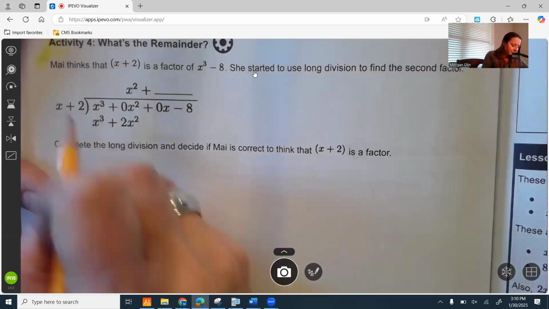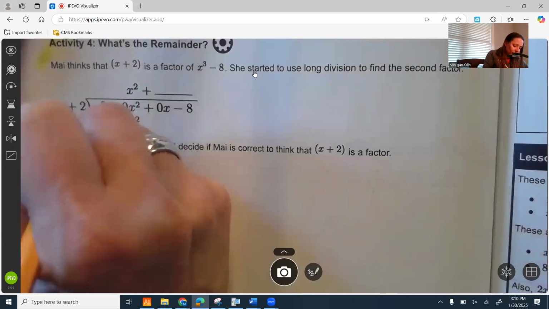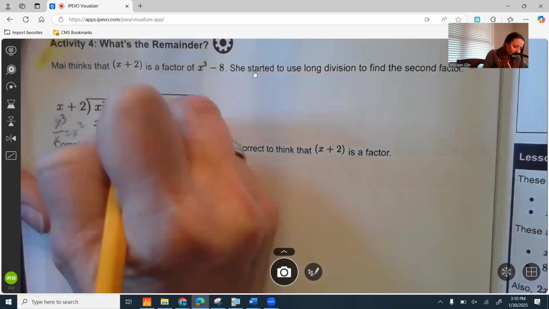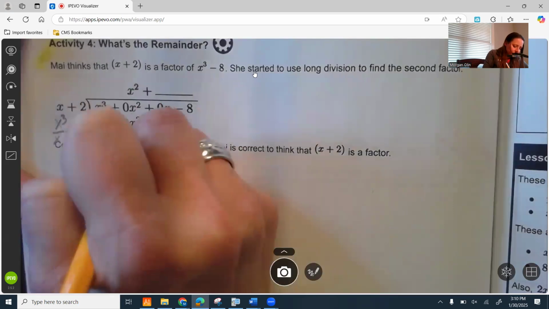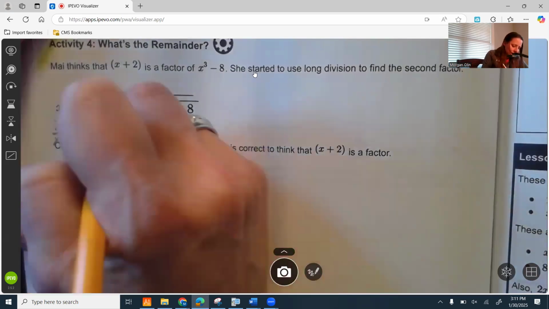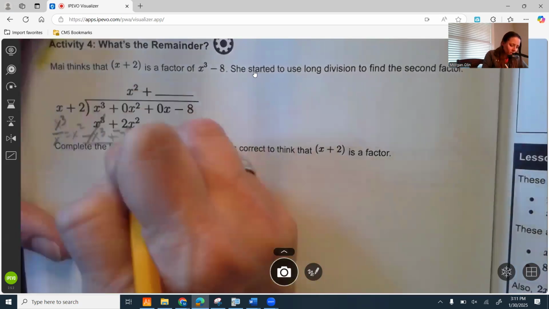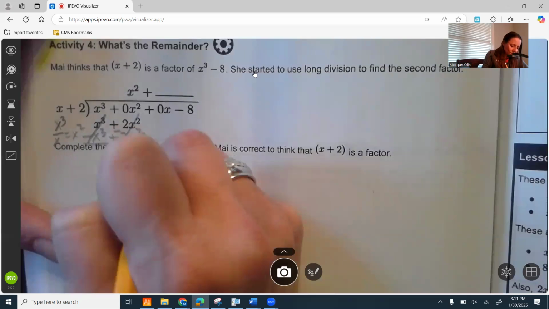So here, the x cubed divided by x gave us x squared. That's how they got that up there. So x squared times x is x cubed. All right, x squared times 2 is 2x squared. All right, subtract. So here these cancel, and 2x squared plus negative 2x squared, those cancel. So that's just 0x squared plus 0x minus 8.